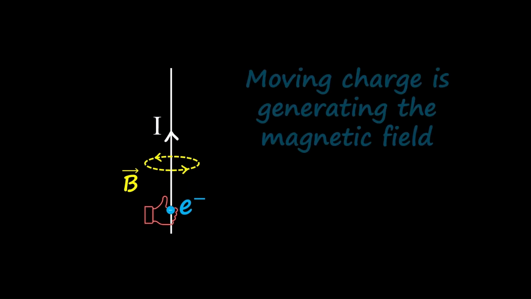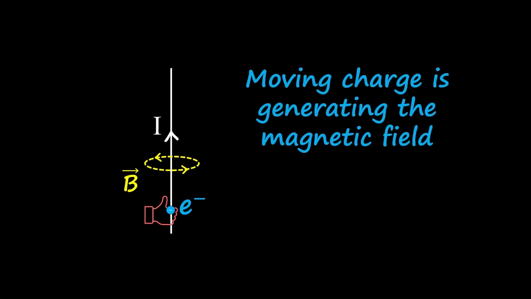If you consider a current carrying wire, then using the right hand thumb rule, you can get an idea of the magnetic field. Now, if we look closer, the current is generated due to the flow of electrons in the opposite direction. That means the moving charge is generating the magnetic field. But why? That is what we are going to discuss in this video.